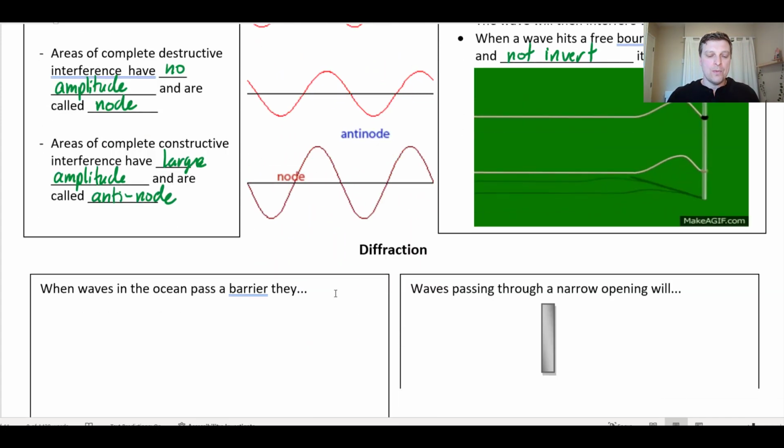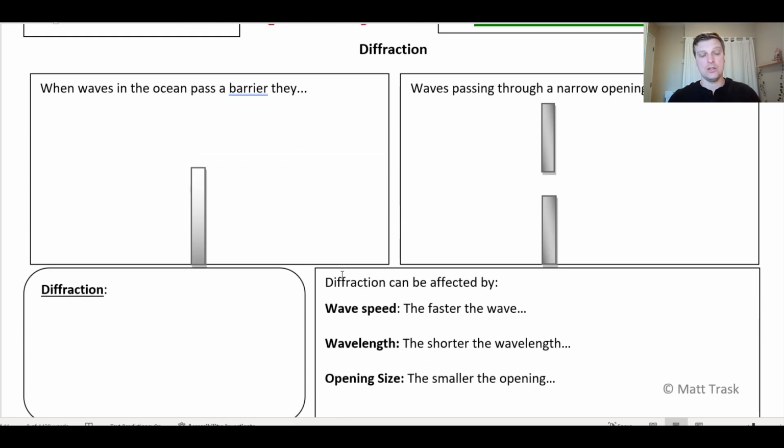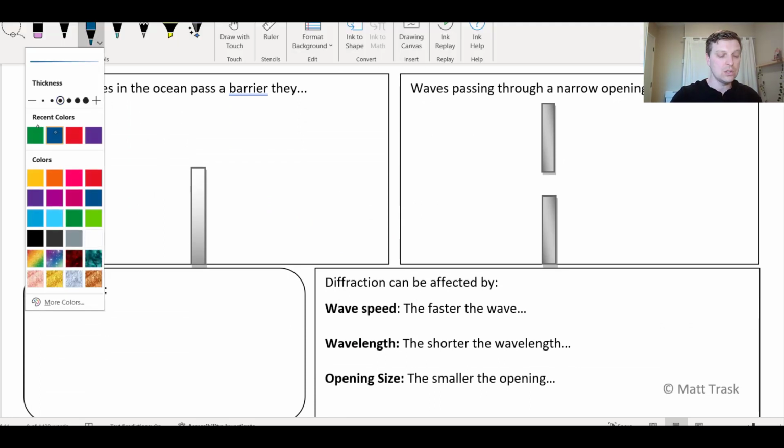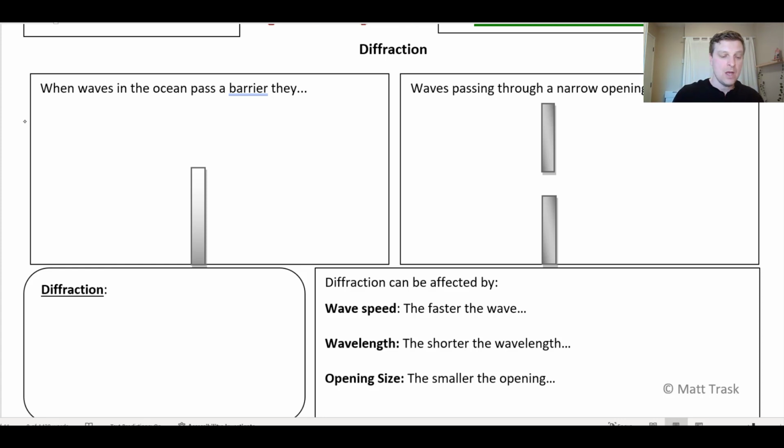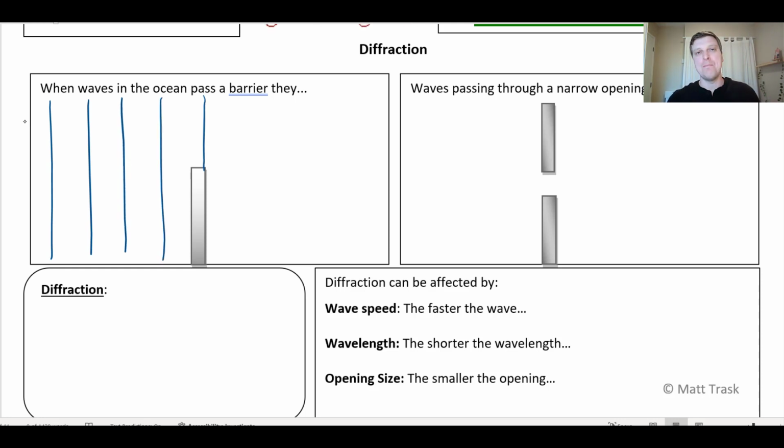Okay, so let's talk a bit about diffraction. Diffraction is something that we see in all kinds of waves. Just to start off with, let's think about ocean waves. You can imagine ocean waves rolling onto shore, and they might hit a barrier, like a breakwater. The waves are traveling along this way, so we're looking at the crests of the waves.